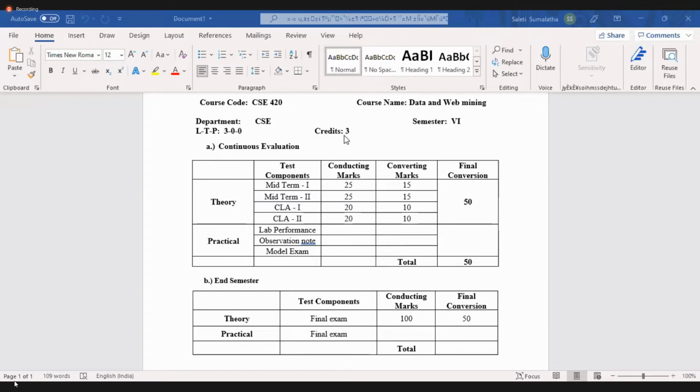For this course project, I'll be sharing the details, so don't worry about how to do this and the marks and everything. But for your information, this course project will be for 20 marks, and that will be split into CLA 1 and CLA 2. Yeah, how mid marks will be assigned.